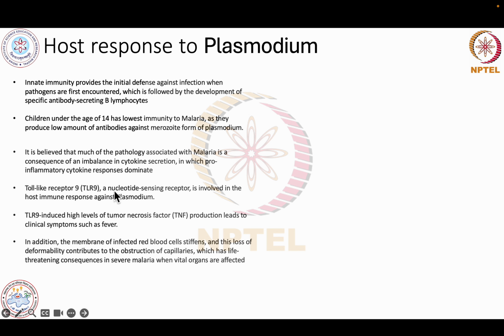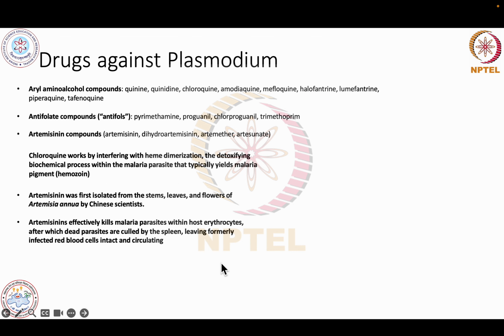Toll-like receptor 9 or TLR9, a nucleotide-sensing receptor, is involved in the host immune response against Plasmodium. TLR9-induced high levels of tumor necrosis factor production lead to clinical symptoms such as fever. In addition, the membrane of infected red blood cells stiffens, and this loss of deformability contributes to the obstruction of capillaries, which has life-threatening consequences in severe malaria when vital organs are affected.